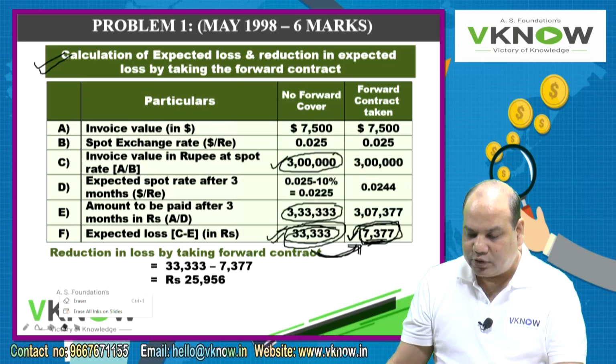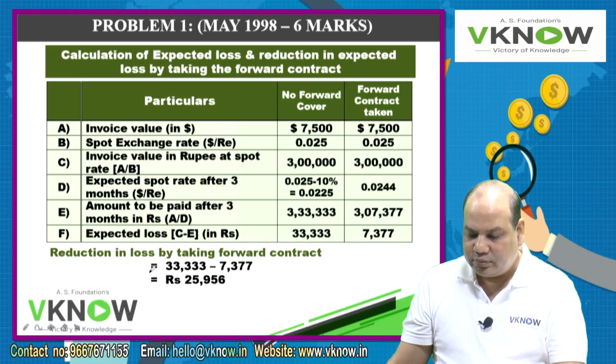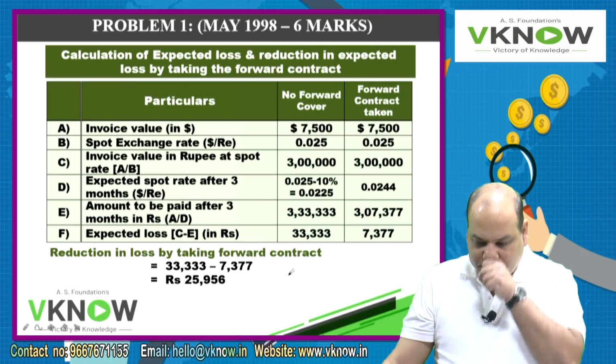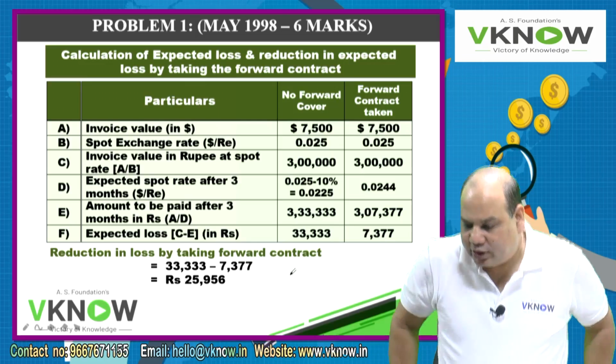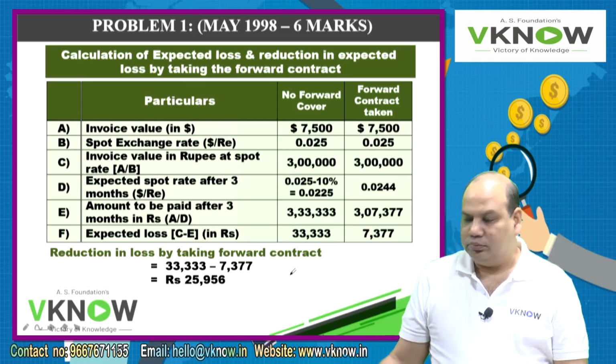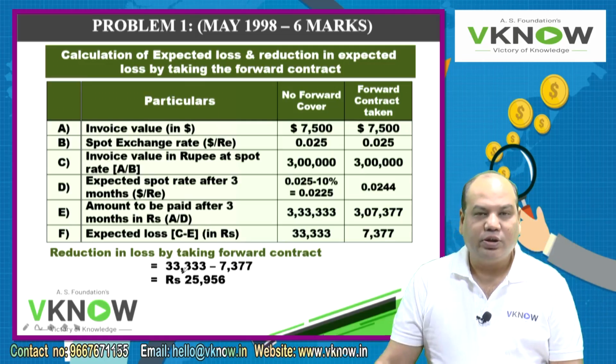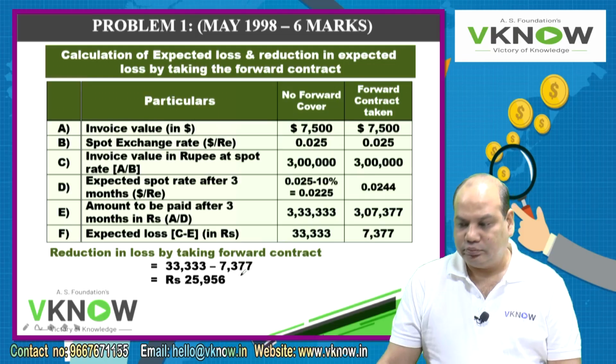So close the table first, and below the table you write down reduction in loss by taking the forward contract. 33,333 minus 7377. Check the calculation. 25,956.